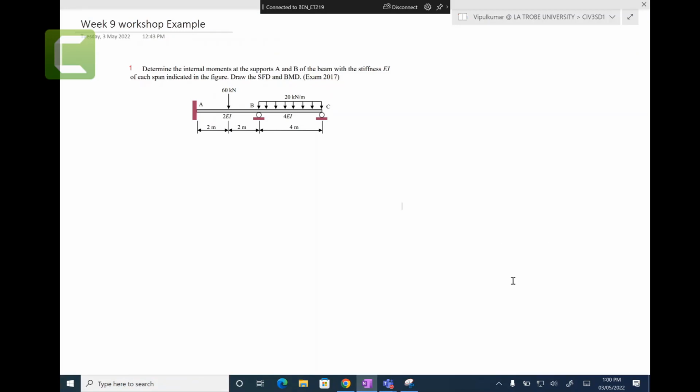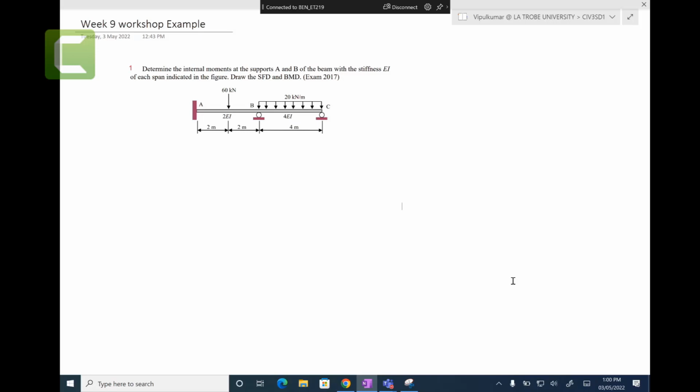All right, welcome to the week 9 workshop, CIV3SD1. We are starting on slope deflection methods. Yesterday we had lectures on slope deflection methods. We mostly covered the theory and explained the fundamentals of the slope deflection method.